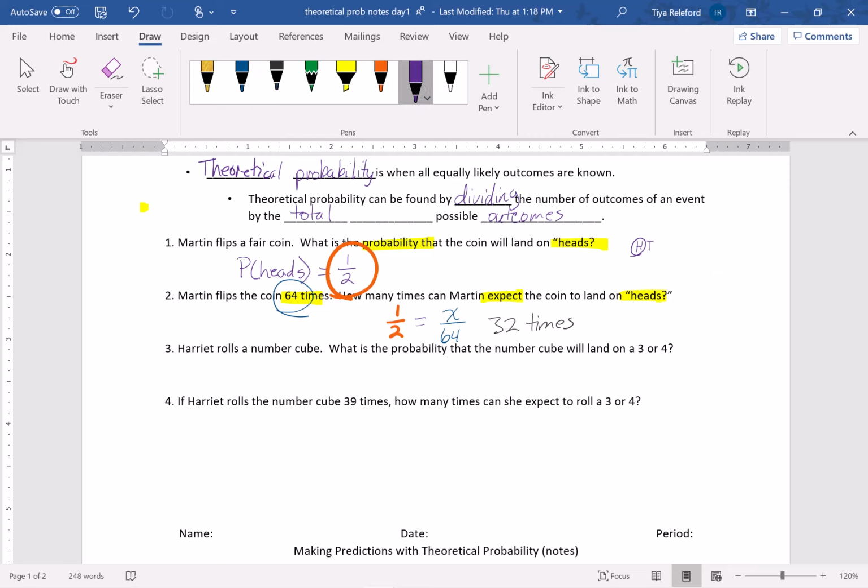Let's do another one just for good practice. It says Harriet rolls a number cube. What is the probability that the number cube will land on 3 or 4? So numbers on a number cube: 1, 2, 3, 4, 5, 6. And we are looking for the probability of 3 or 4. So the numbers that are 3 and 4, I've got 1, 2, 2 out of 6, which is the same as 1/3.